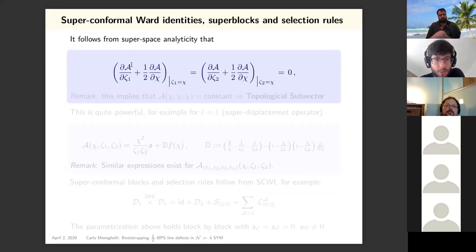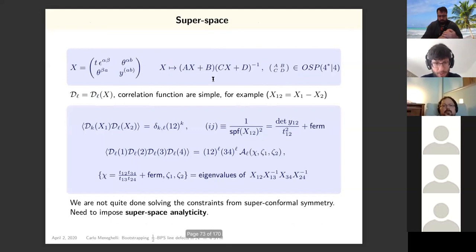Here it's saying that if you take the derivative with respect to zeta 1 of A, add one half the derivative with respect to chi, and set zeta 1 equal to chi, you get zero. And the same if you change zeta 1 to zeta 2. Maybe I was a bit quick in that: zeta 1 and zeta 2 should be thought of as conformal cross ratios made of the y's. You have four y's and the group SO(5) acting on them, and you can build two cross ratios, which are essentially zeta 1 and zeta 2.